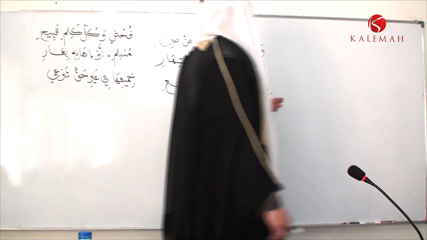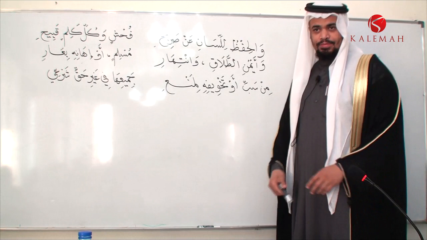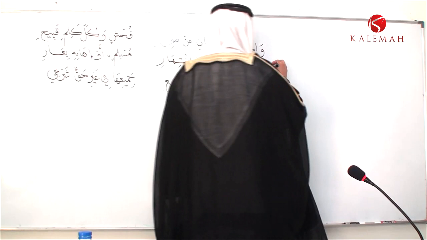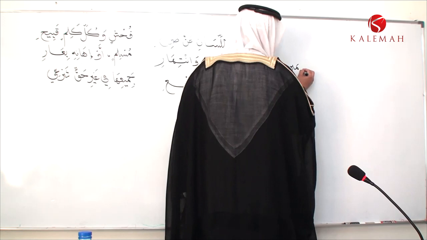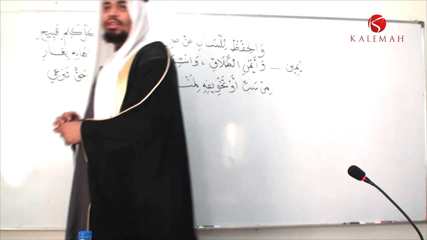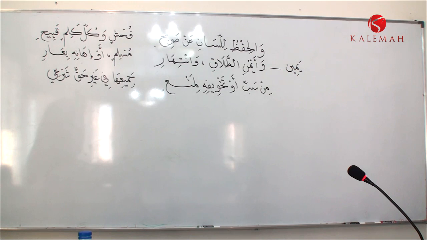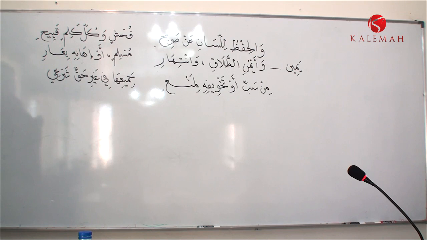Then he said, وَأَيْمُنِ الطَّلَاقِ وَانْتِهَالِ. أَيْمُنِ is the plural of يَمِين. What does يَمِين mean? Right side, linguistically. When you make an agreement with someone, which hand do you use? The right hand. That's why they gave the oath the name of the right hand. So they say, al-yameen is the oath. If you swear to do something, we call it ayameen.